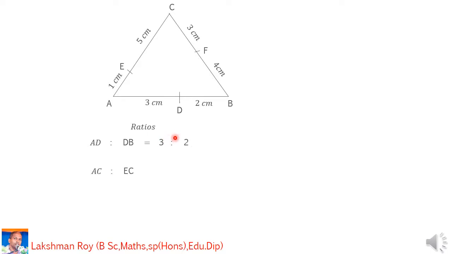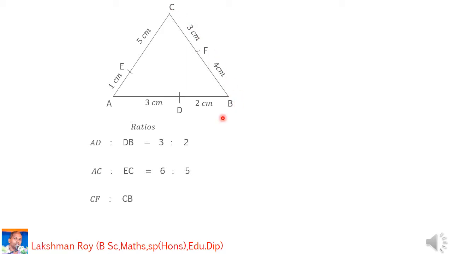Then I write another ratio, student. See, using the AC line segment, right? AC. Now AC, that whole length, is to EC, that means this part, right? Now if you write in numbers, what happens, student? Whole part means 1 centimeter plus 5 centimeter, that is 6, is to EC part, which is 5 centimeter, 6 is to 5.